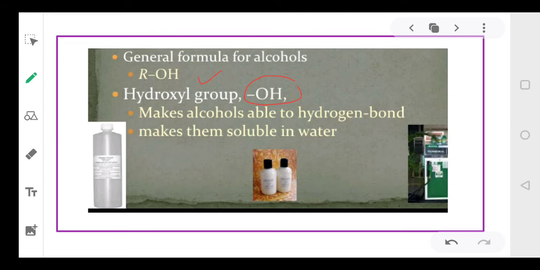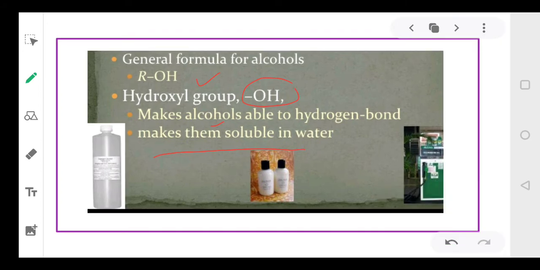You can say that alcohols make hydrogen bonds between them, and that makes them soluble in water. So all alcohols are soluble in water. You must have heard about different alcohols like ethanol, propanol, butanol. They are all alcohols and they are soluble in water in all proportions. That means they dissolve in water. Their general formula is ROH, and they have a functional group which is called OH.